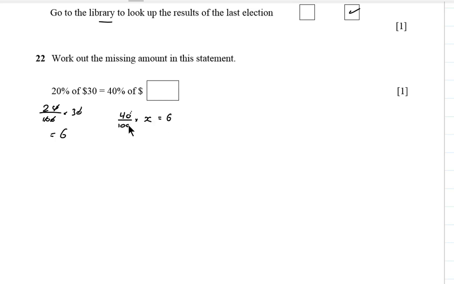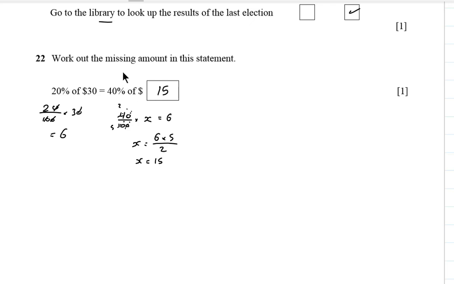We can simplify this fraction. We can divide by 0 here and 0 here. 4 over 2 it will be 2. 10 over 2 it will be 5. And then x will be 6 times 5 over 2. 6 over 2 is 3. 3 times 5 is 15. So the missing amount here is 15.